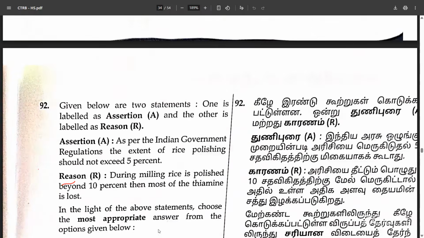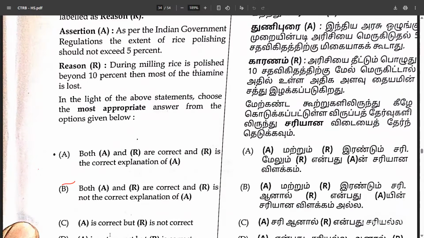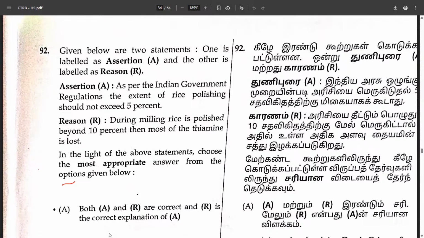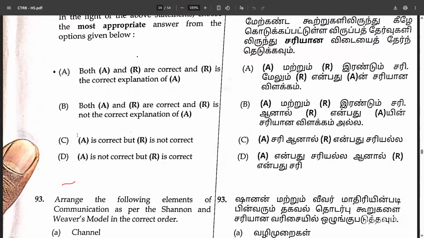Coming to the next question, 92. This is an assertion-reason based question where the assertion is saying, as per Indian government regulation, the extent of rice polishing should not be increased beyond 5%. The reason is, during milling, if rice is polished beyond 10%, then most of the thiamine is lost. So this is correct. A is correct, R is also correct, and R is a very appropriate explanation for the assertion.